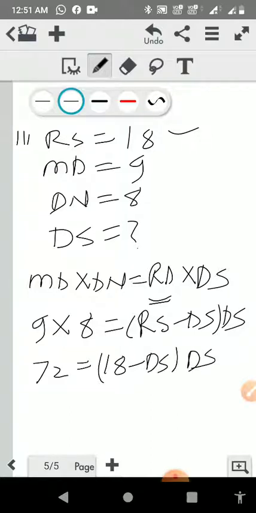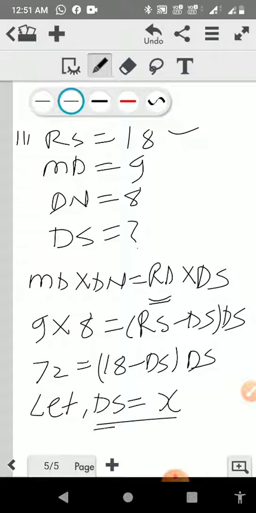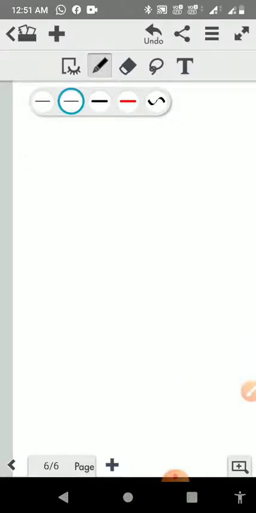Now I am going to consider this DS as x. I will put the value of DS as x in the equation. So what I will get, 72 equal to 18 minus x, sorry, I will write it again, 18 minus x into x. Therefore I can solve it.